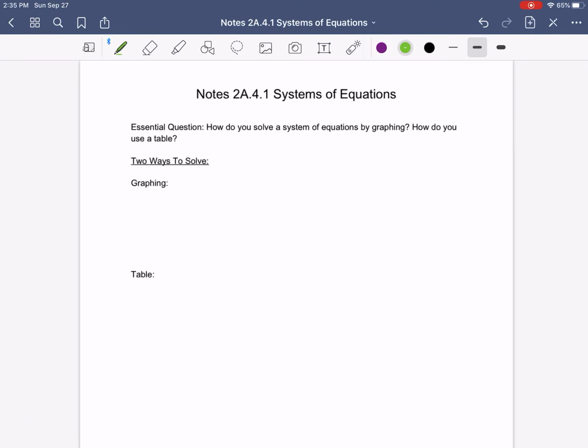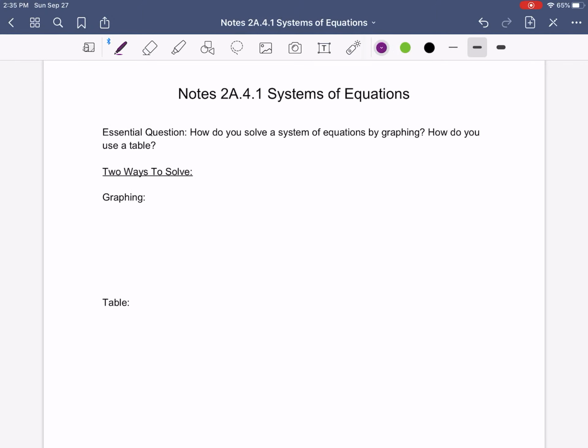All right, so this little PDF is located on Google Classroom if you want to print it. Otherwise, we're just handwriting them. So make sure you write down your title, notes 2A.4.1, systems of equations. Your essential question you do not have to write down, but it is, how do you solve systems of equations by graphing? How do you use a table? Or what are the two ways and how do you do them?